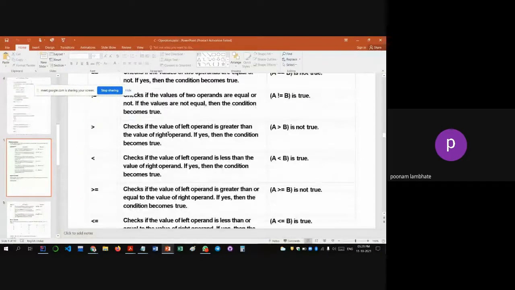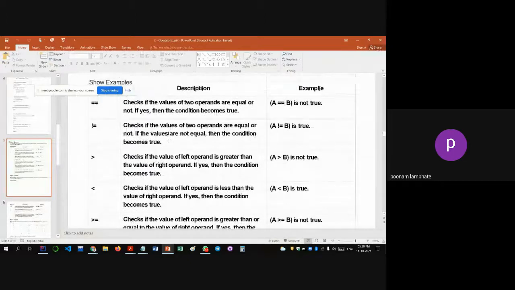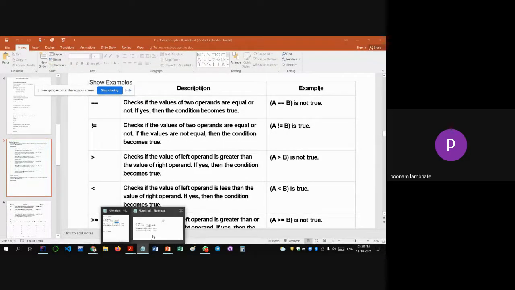Then you have greater than, less than. Now, can you tell me, when I'm comparing A less than B, what will be the values? The comparison may be true or it may be false. There's no other option. Either A is greater than B, or A is less than B. There are only two possibilities.